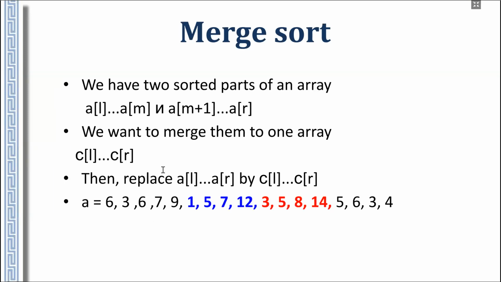What about a modification of this problem, where we have one array with two parts. The first part is sorted from L to M, and the second part is also sorted, from M plus 1 to R. We want to merge it and put it first into array C with the same indexes L to R, and then replace the part of the array from L to R by this sorted part. It means that after this process, if the part from L to M is sorted and from M plus 1 to R is sorted, then we replace it by the sorted total array.